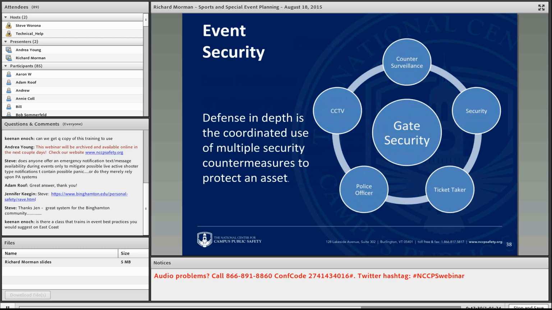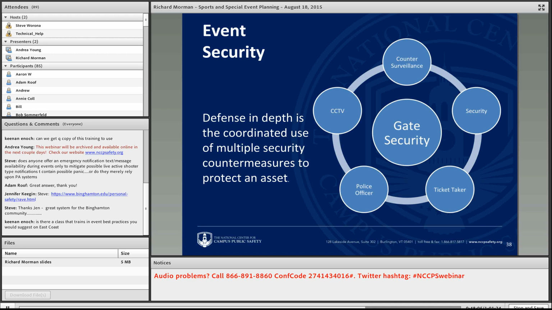Now I said I'd come back to an example of defense in depth, and I want you to think of the gate security and look at the graphic that's up there. We start at the top with counter surveillance. Say your intelligence has told you that some bad guy out there is going to try to bring something into your venue. We'll keep it simple. Counter surveillance is somebody out there looking for anybody doing surveillance on the venue. They're going to be out in that outer perimeter looking back toward the gate. That's one level of security.